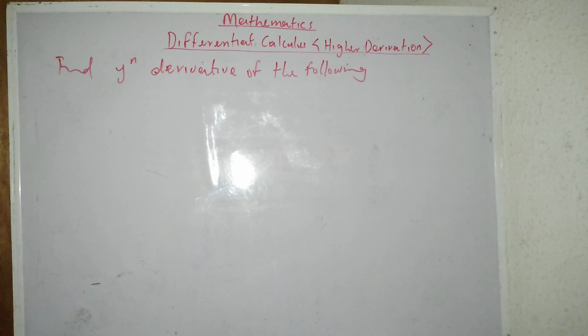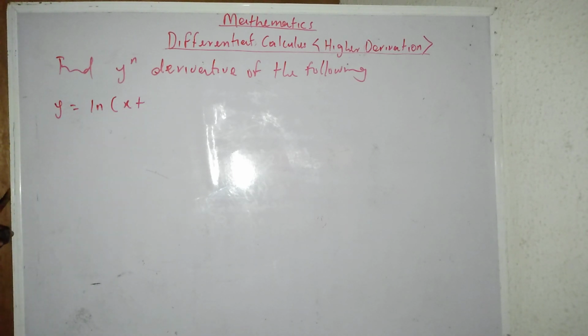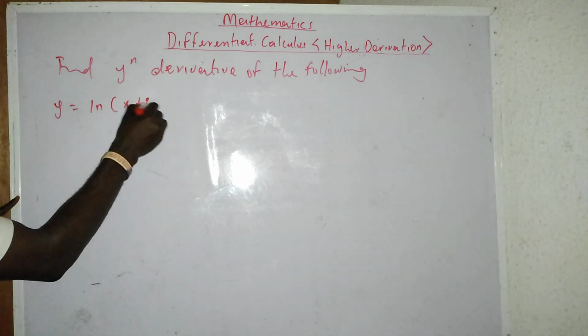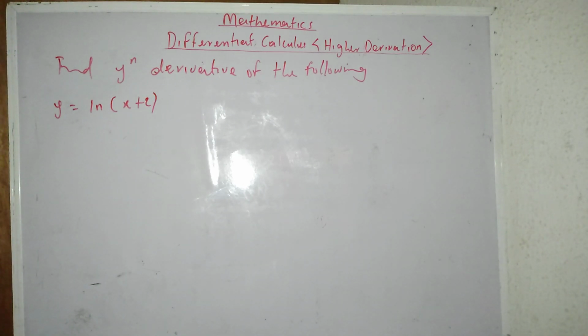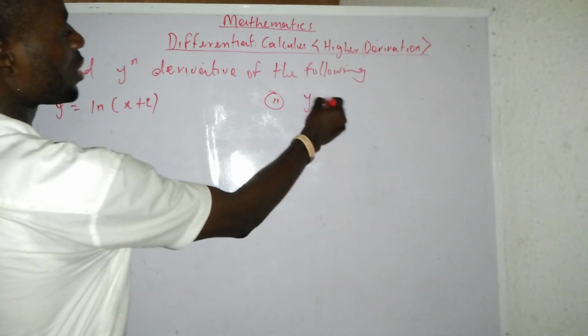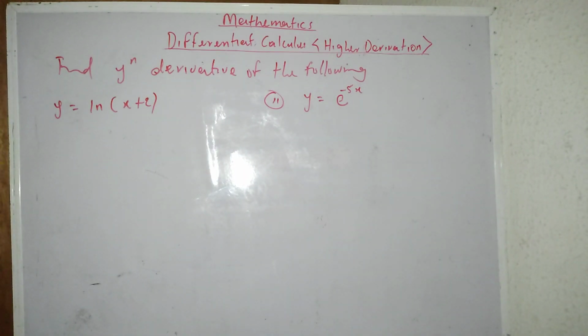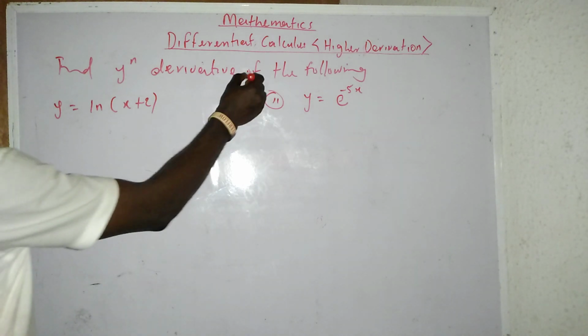The first one can be y equals ln x plus 2. Another one, number 2, y equals e raised to power minus 5x. Now, I want to do these two. Let me do these two and see how it will go.